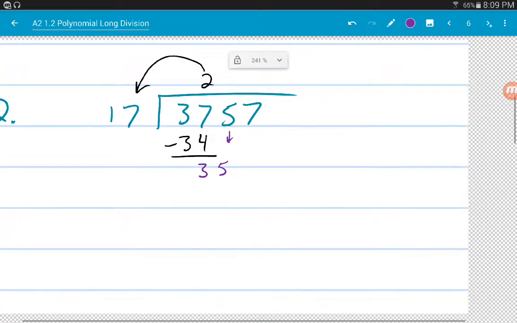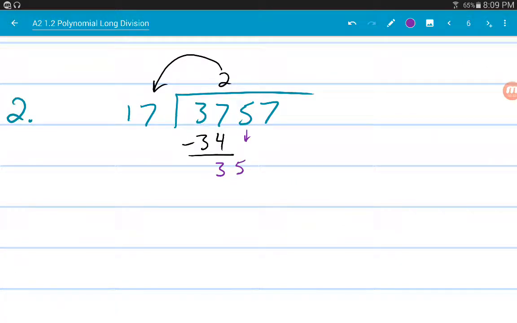Now that's one cycle. We're going to do the same thing again. But now, how many times does 17 go into 35? 17 goes into 35 twice. Then we multiply over. 2 times 17 is 34. We're then going to subtract. 35 minus 34 is 1. And then I'm going to bring down the next term, the 7.